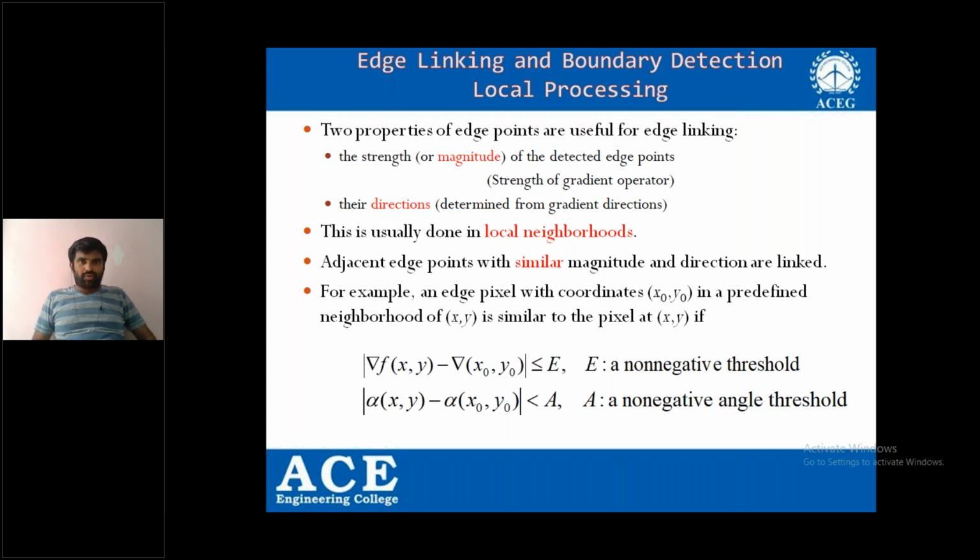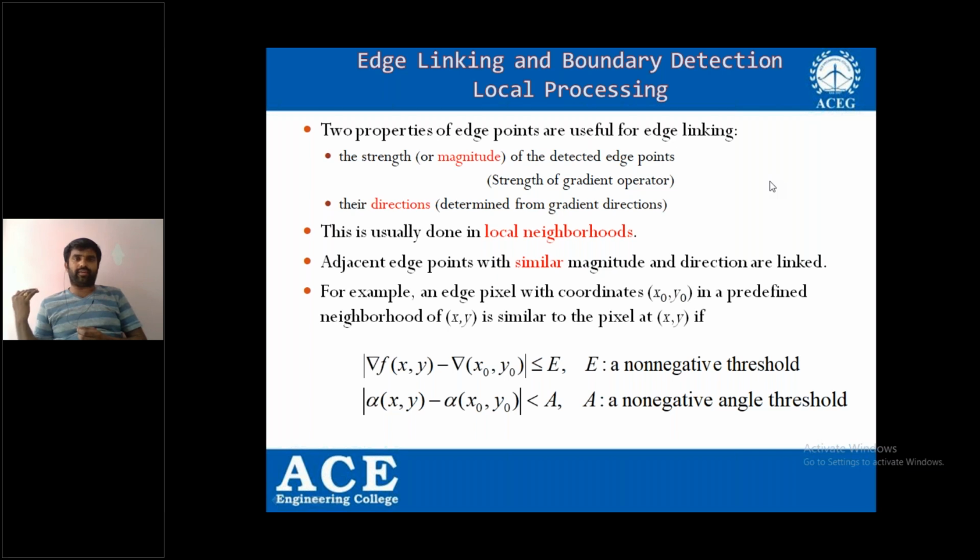And for edge linking and boundary detection, we follow two methods. One is local processing, the other one is global processing, right? Local processing is an easy method. In local processing, basically we consider two properties of the edge points. One is the magnitude, that is, magnitude of what? The strength of the gradient operator.